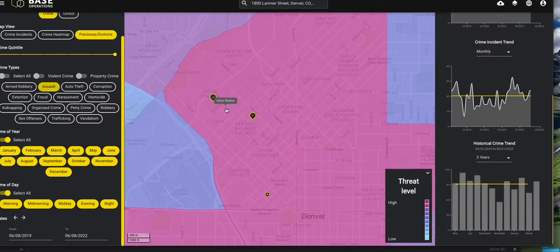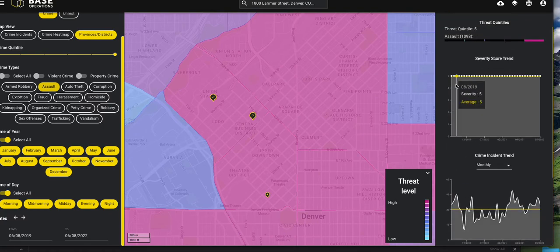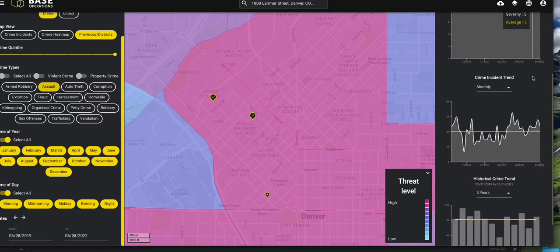Taking a look at assaults, we can see assaults have been fairly consistently above average over the last 12 months. We can see assaults are most common in the months of June, July, August, and then we see spikes again in December and February. Neighborhood is consistently in the upper levels of risk for Denver for assault.